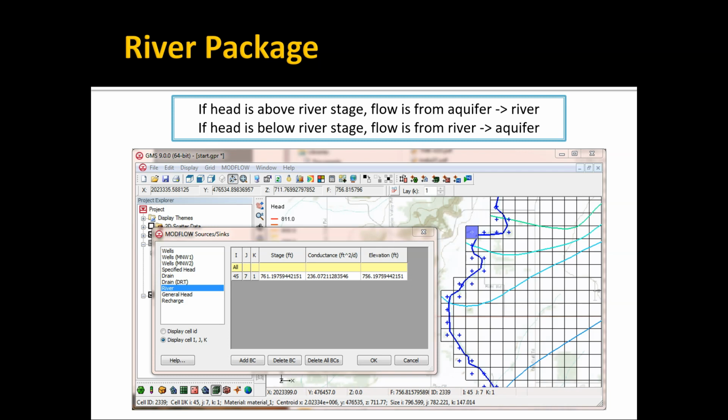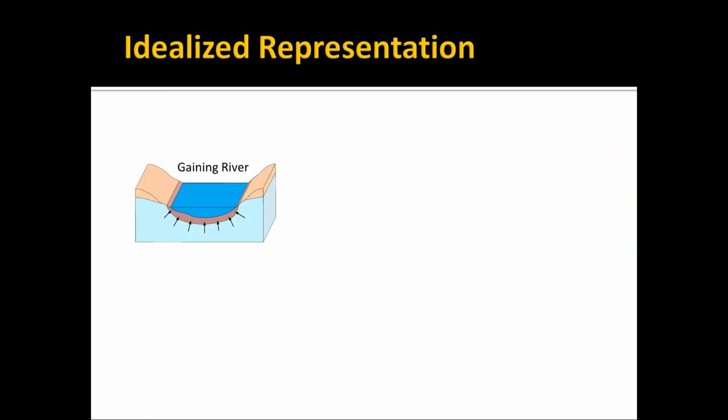We'll talk about those. If the head in the aquifer is above the river stage, water flows from the aquifer to the river. If the head in the cell is below the river stage, water flows from the river to the aquifer. So in general, you can simulate gaining rivers or losing rivers. Let's look at that in a little more detail.